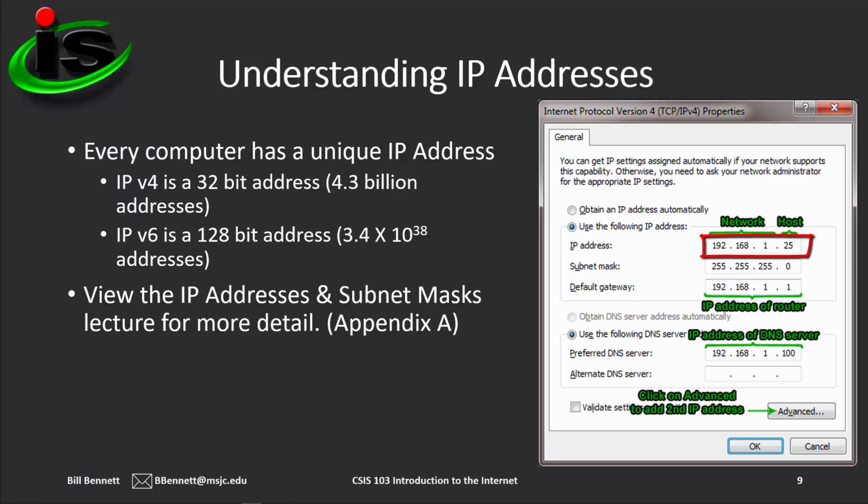Just multiply 256 times 256 times 256 times 256, and you get 4,294,967,296 possible addresses. Because each of the four parts of the dotted decimal number can range from 0 to 255, IP addresses range from 0.0.0.0, which would be written in binary as 32 zeros, to 255.255.255.255, which would be written in binary as 32 ones. In order to better understand IP addressing, view the IP address and subnet mask lecture for more detail.